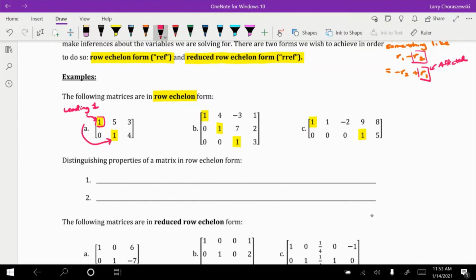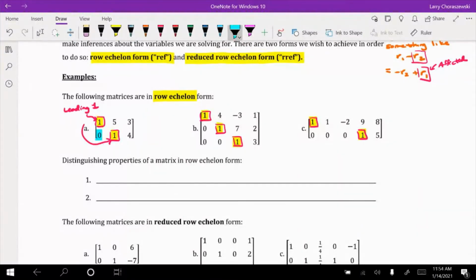Okay, so this is the leading one, this is a leading one. And basically, these leading ones correspond to your leading variables that we were discussing yesterday. There's one more commonality between all three of these matrices. Is anybody picking up on something else that's in common with all three of these matrices? Zeros? Yeah, exactly. Underneath these leading ones, with the exception of the leading one in the very bottom row, there's a zero.